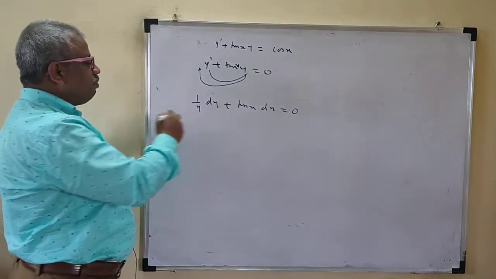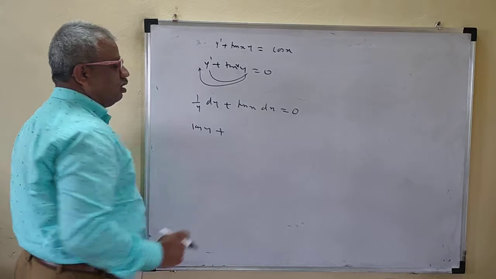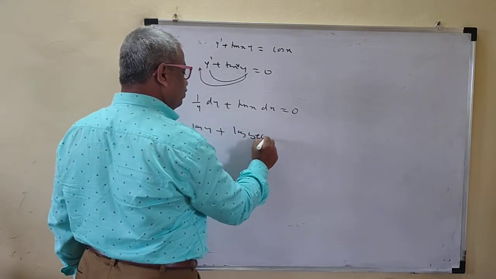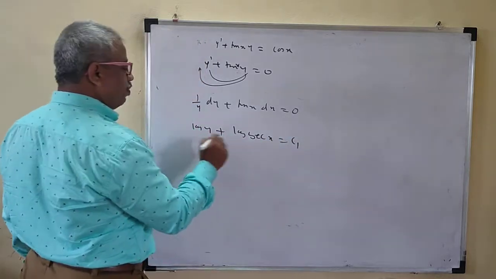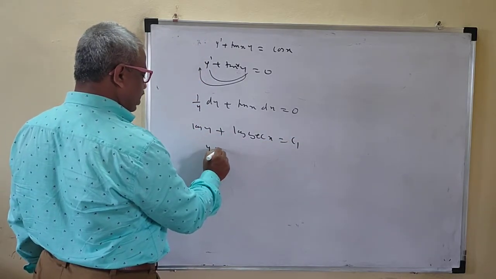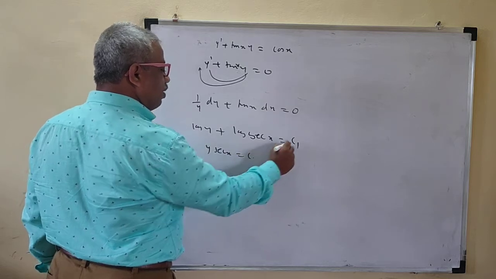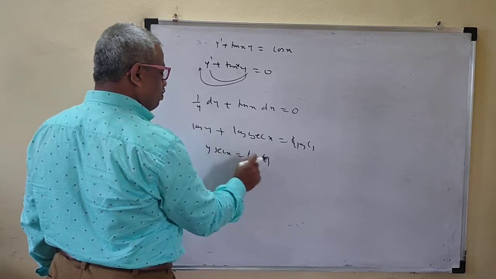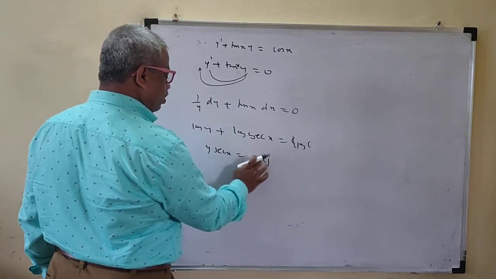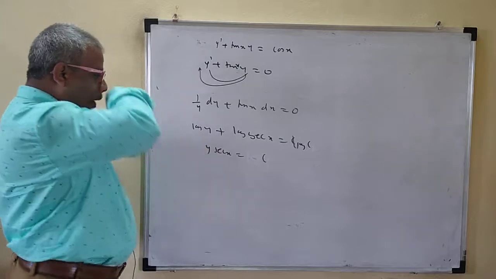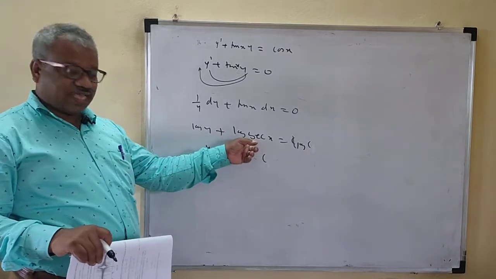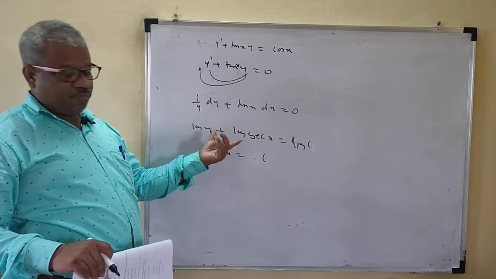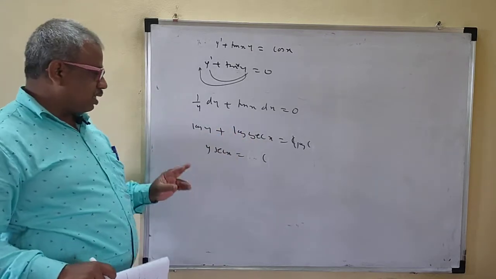Now integrate this. 1 by y is log y. Integration of tan x is log of sec x, equal to c1. So we can write this as log c1, or log c. So log y plus log sec x, and log a plus log b is log ab, so log of y sec x is equal to log c. The logs cancel.